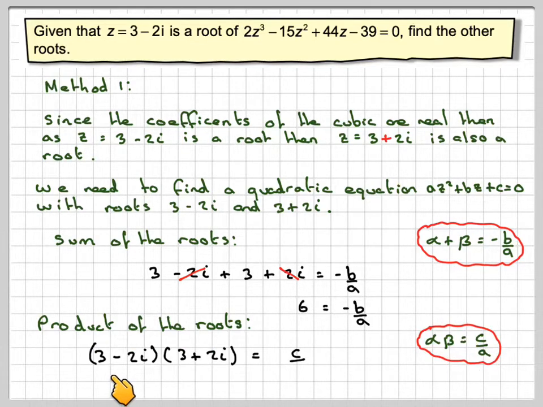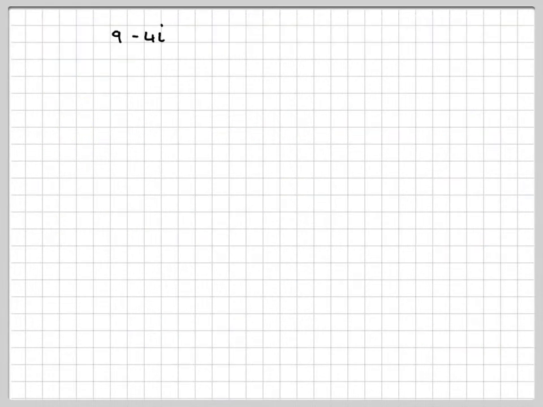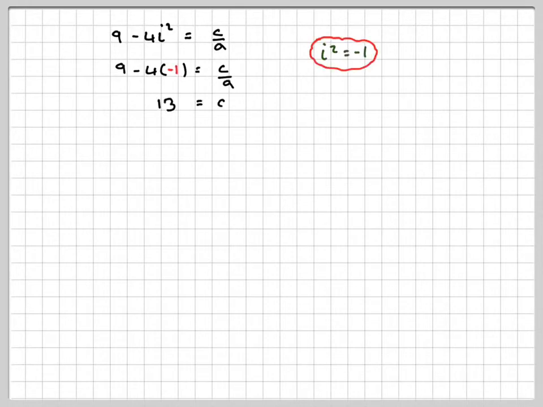The product of the roots, alpha beta, is c over a. The product of these two roots is c over a. This is the difference of two squares, so this will be 3 squared minus 2i all squared, which gives you 4i squared. i squared is minus 1, therefore we get 9 plus 4, which is 13, and that is c over a.